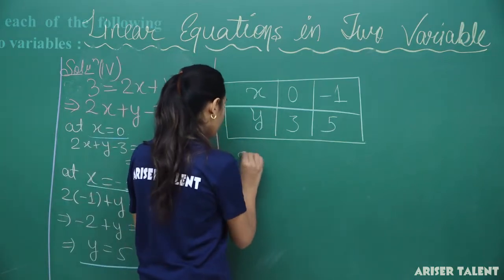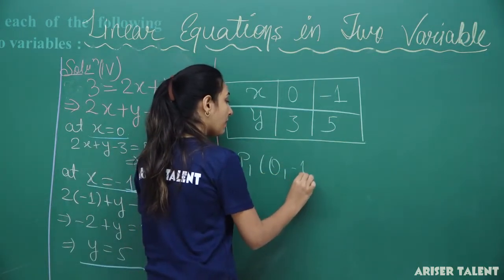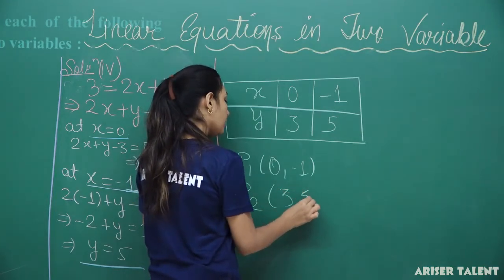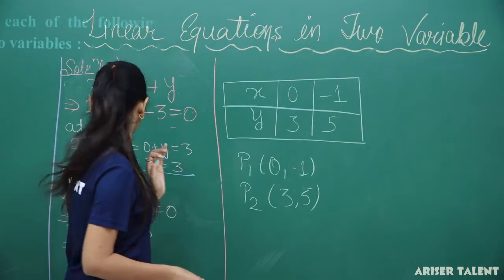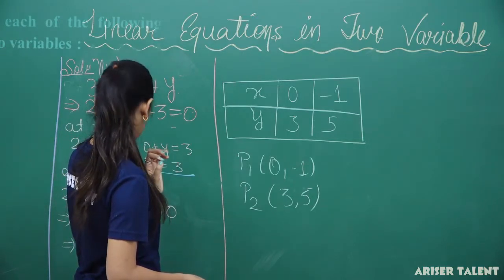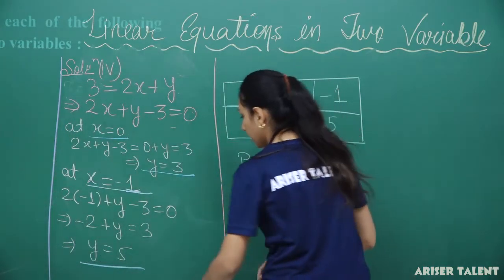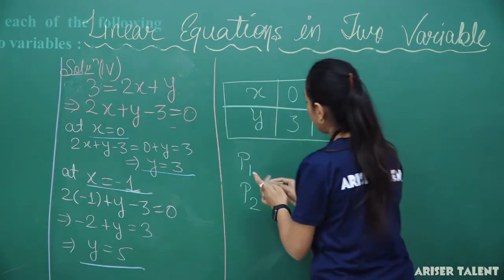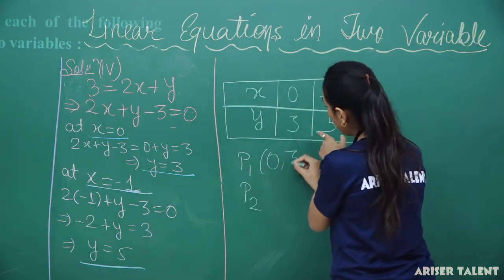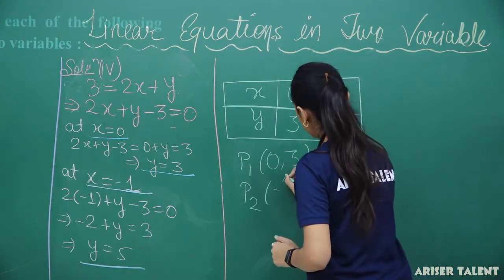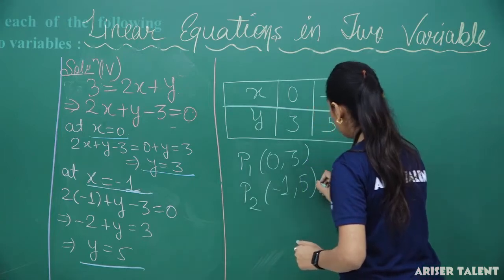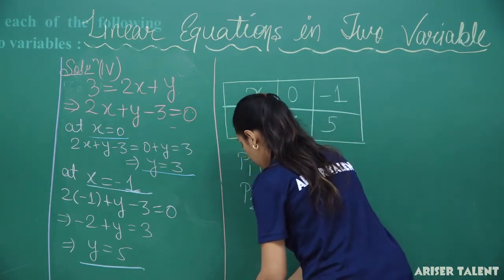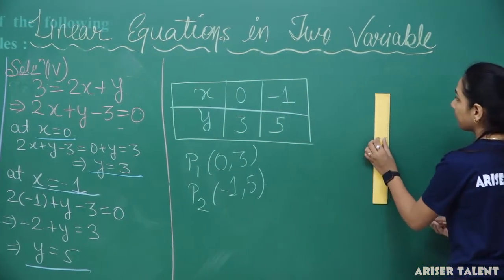So this P1 is 0 comma 3. So the x value is 0 and the y value is 3. For the value of x equals minus 1, we are getting the value of y equals 5, so P2 is minus 1 comma 5. So these are our values. Now we will have our graph.